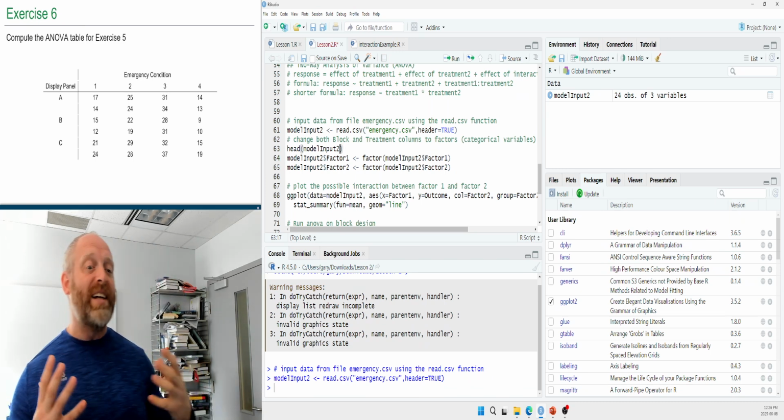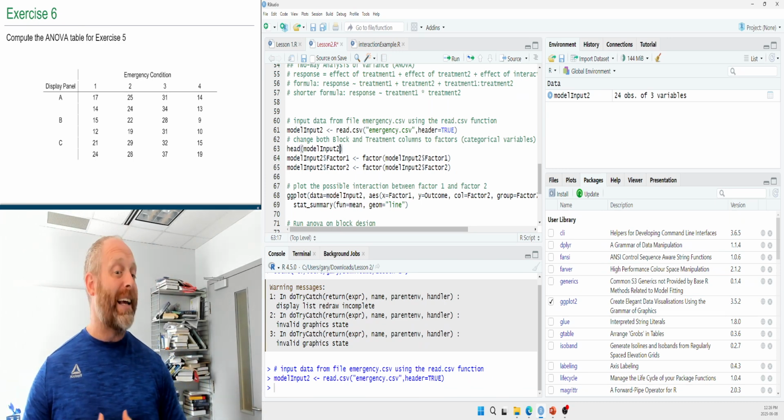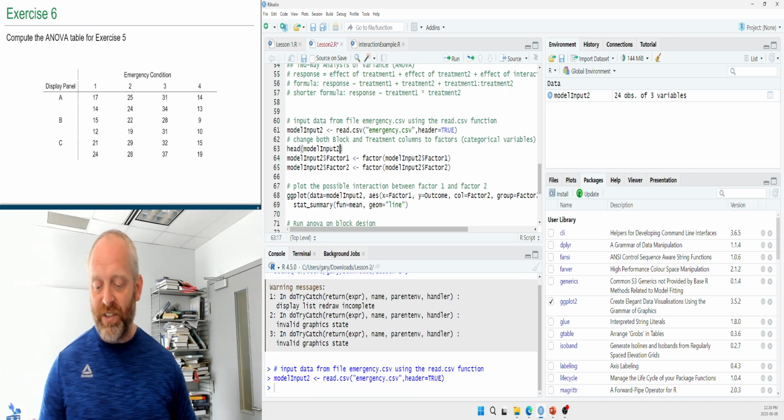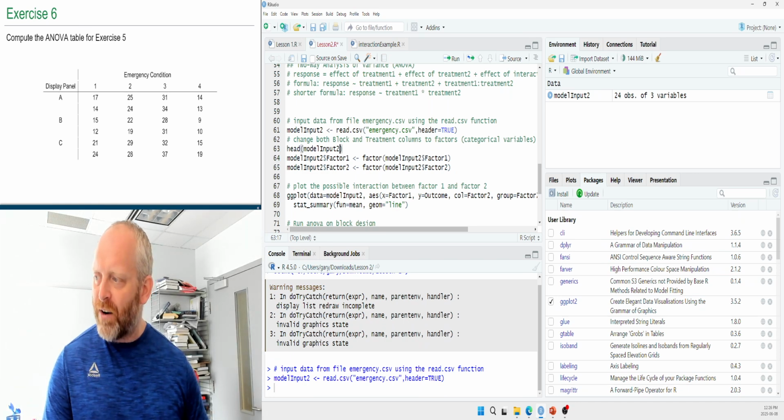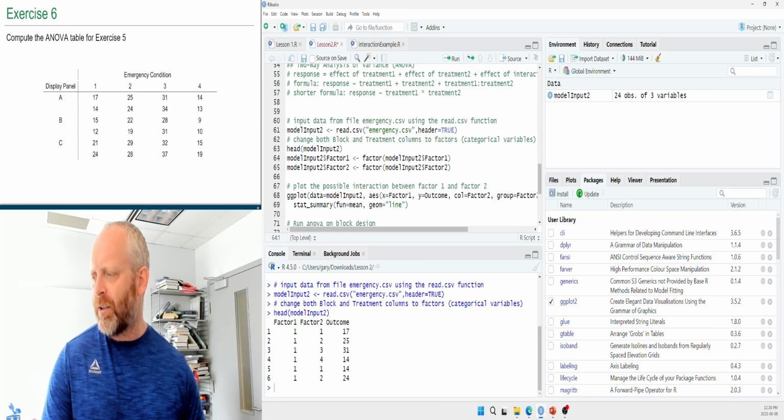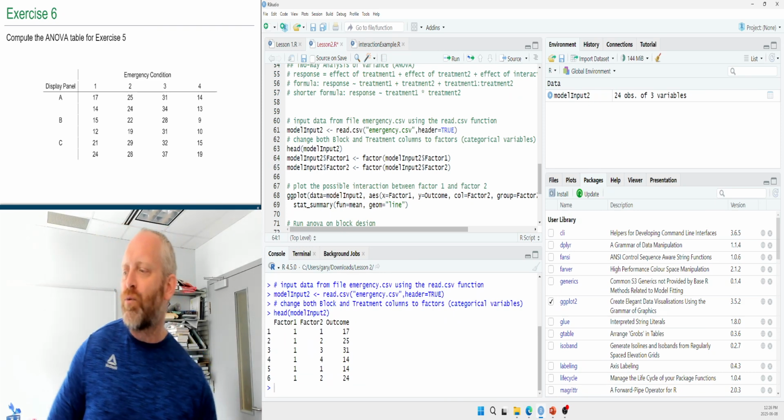I just want a general idea of what this data frame looks like. Again, I can pull the whole thing, but I just want the first 6 rows. So I'm going to use the head function. The input for the head function is just the name of the variable. So that's my model input 2. Again, control enter. And notice that I have the first 6 rows of that data frame.